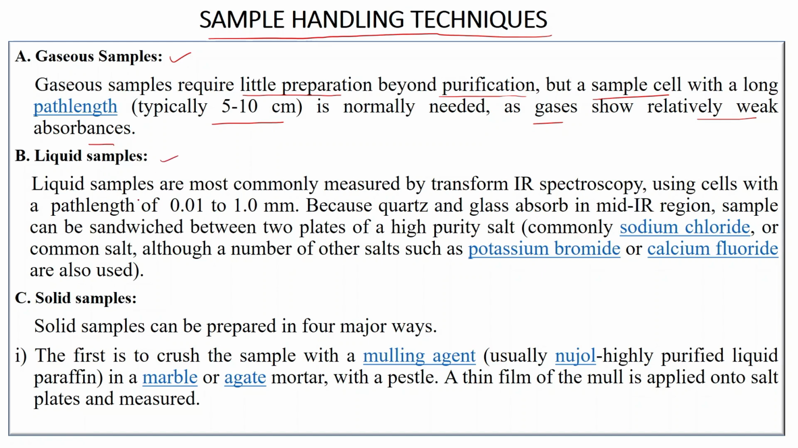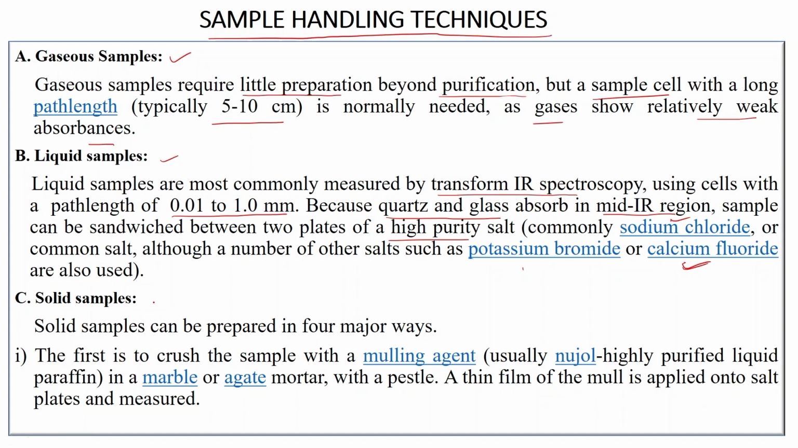Then the liquid samples. Liquid samples are most commonly measured by Fourier transform IR spectroscopy using cells with a path length of 0.01 to 0.1 mm. Because quartz and glass absorb in the MIR region, they are not used. The sample can be sandwiched between two plates of high purity salt, such as sodium chloride, potassium bromide or calcium fluoride. They are IR insensitive and can transmit the IR light. These salts have very low solubility, and calcium fluoride in particular has very low solubility, so most of the time calcium fluoride is used.